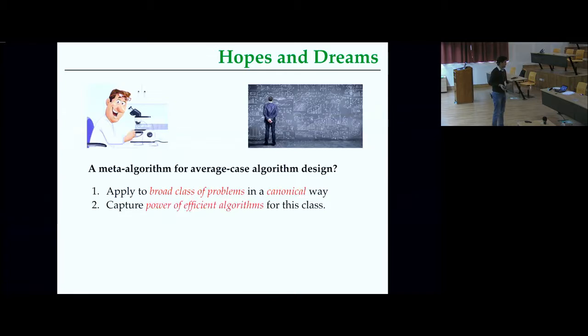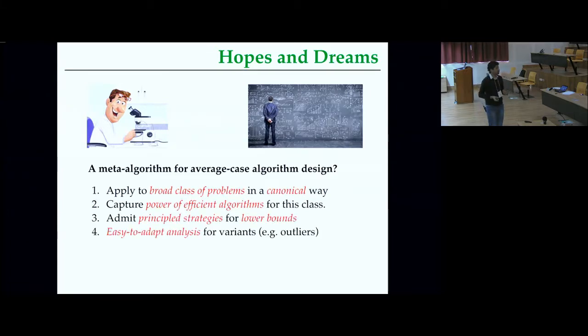Okay? If this is possible, it would be awesome. The less thinking that we have to do, the better. But moreover, the first 2 points make this imagined fictional meta algorithm sound really powerful. For the last 2 points, we want at the same time that there be principled approaches to showing lower bounds for this meta algorithm, so that we can know when we cannot succeed and why we cannot succeed. And hopefully, the analysis of this algorithm is also easy to adapt, so that if we come up with a variant, we can take our previous analysis, adjust it a little bit, and just continue working.